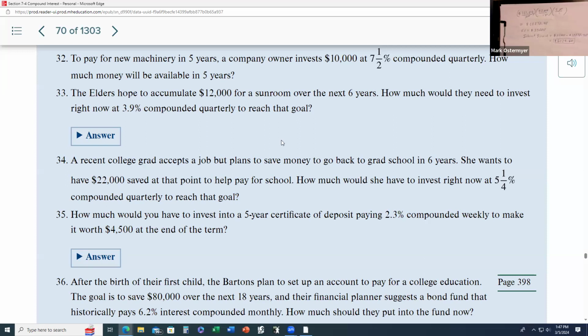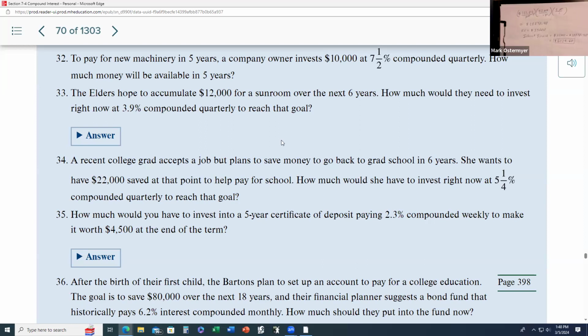You know what this is? Is this a future value or a present value compound interest problem? Which one is it? Not future value, because we know the future value has got to be $12,000. They want to know how much money we have to invest today, right now. This is a present value compound interest problem.